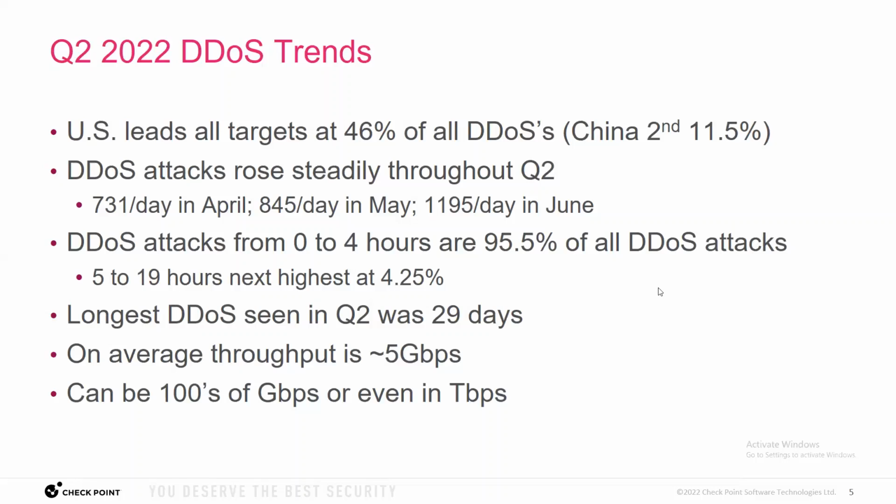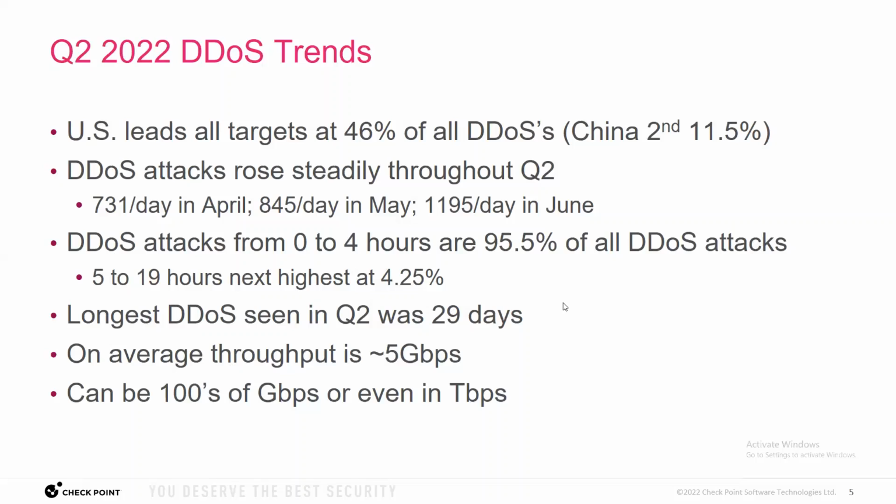DDoS attacks can last from 0 to 4 hours. Well, let me back it up. The typical DDoS attack will last from 0 to 4 hours. The next longest section is 4.25%, but they can go on and on forever if the attacker has the resources to do it. The longest DDoS seen in Q2 was 29 days long.